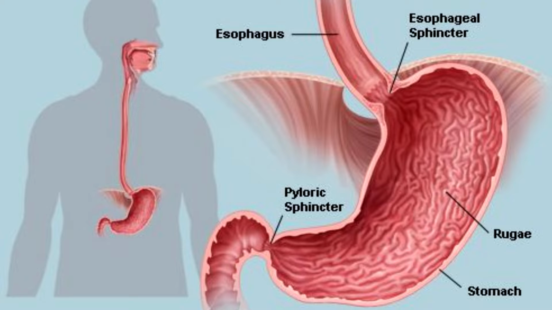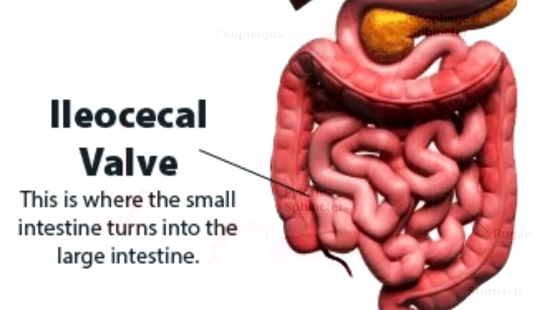The esophageal sphincter separates the stomach from the mouth and the esophagus. The pyloric sphincter separates the stomach from the small intestines. The ileocecal valve separates the small intestines from the colon, and the anus is the valve where waste comes out. Those areas differ from one another by their pH level and their friendly bacteria content.